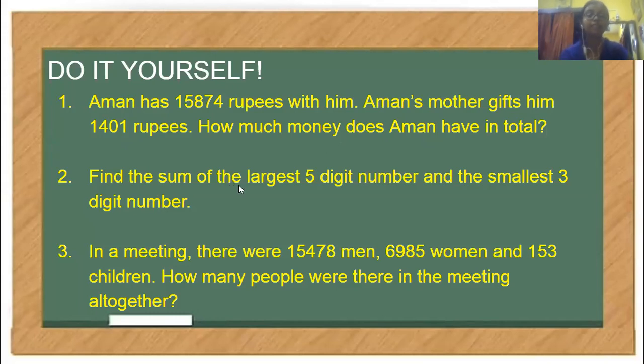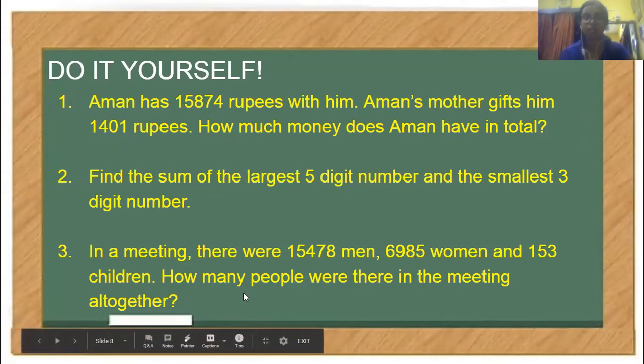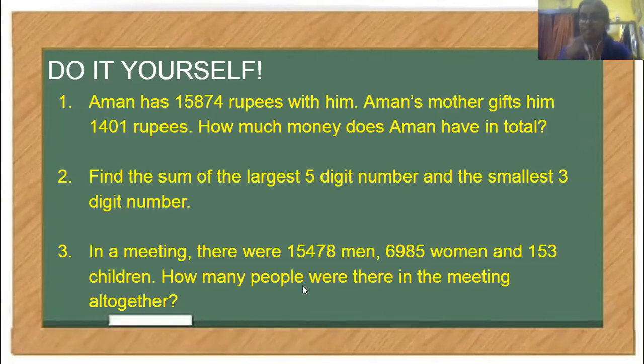Question number 2. Find the sum of the largest 5-digit number and the smallest 3-digit number. Largest 5-digit number, smallest 3-digit number, find the sum. Question number 3. In a meeting, there were 15,478 men, 6,985 women, and 153 children. How many people were there in the meeting all together? These 3 questions you are doing in your notebook right now. You're sending me a picture, and after you send me a picture, I will give you a worksheet.